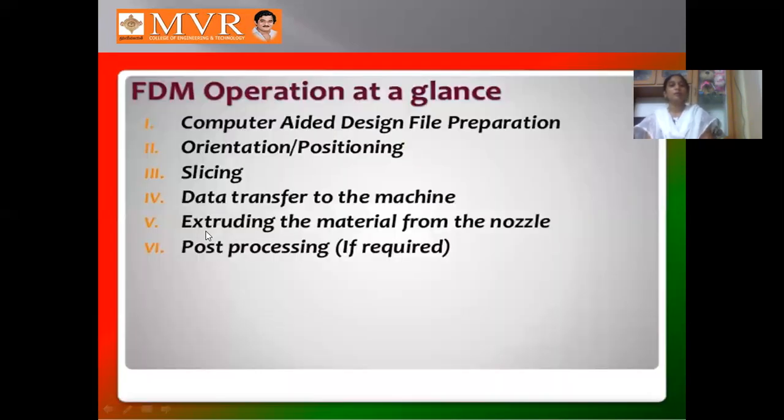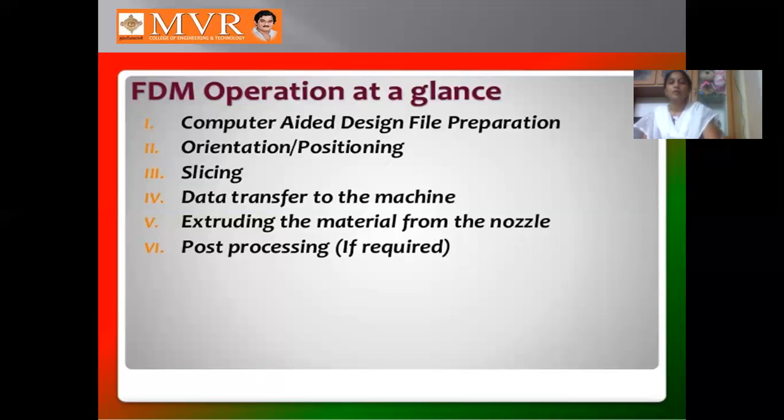Okay, FDM operation at a glance. FDM operation at a glance is nothing but the steps we are taking in the FDM process, the step-by-step procedure. See, first one, computer aided design file preparation. Second one, orientation, positioning. Third one, slicing. Fourth one, data transfer to the machine. Next, extruding the material from the nozzle, and next, post processing if required. This is the process which we are taking in the FDM operation.